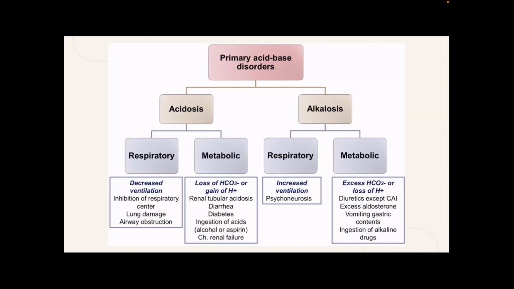So each primary disorder has its differential diagnosis. Here it says respiratory acidosis, like I said, COPD, any lung damage, airway obstruction, any inhibition of the respiratory drive. Okay, metabolic acidosis happens in diabetic patients, diabetic ketoacidosis, diarrhea, renal tubular acidosis, ingestion of acid, chronic renal failure.